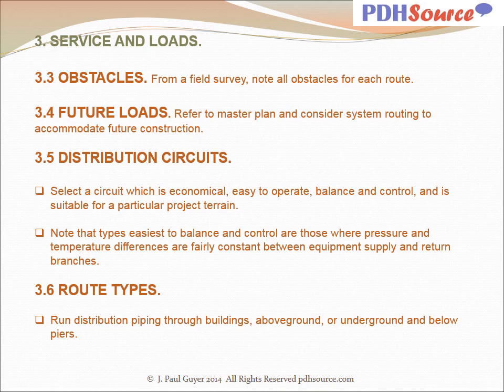From a field survey, note all obstacles for each route. Refer to the master plan and consider system routing to accommodate future construction. Select a circuit which is economical, easy to operate, balance and control, and is suitable for a particular project terrain. Note that types easiest to balance and control are those where pressure and temperature differences are fairly constant between equipment supply and return branches. Run distribution piping through buildings above ground or underground and below piers.